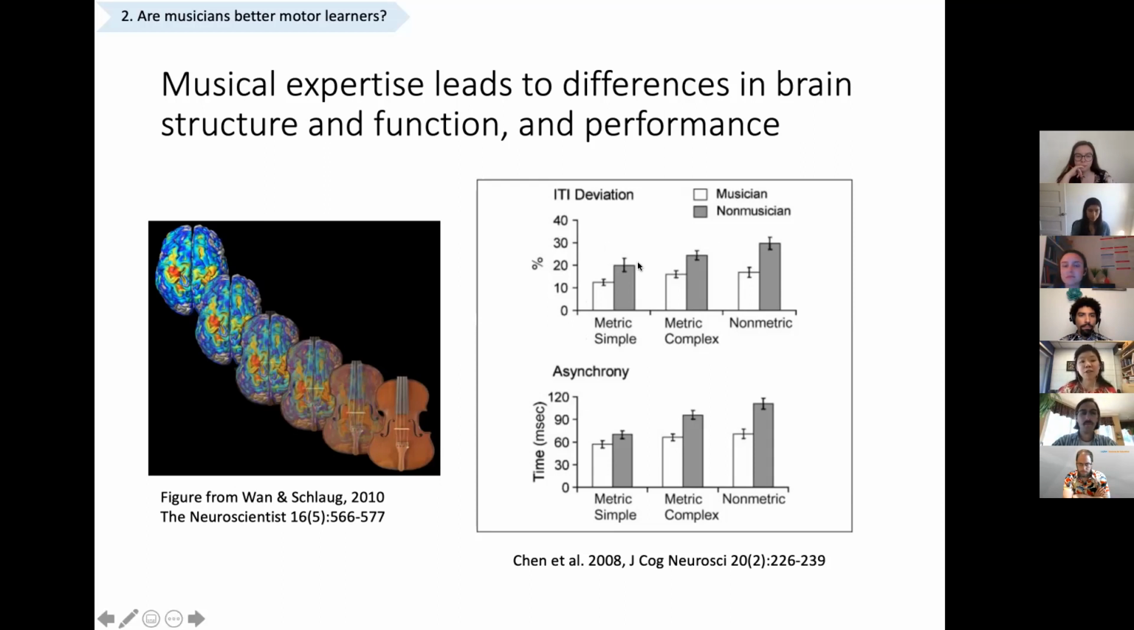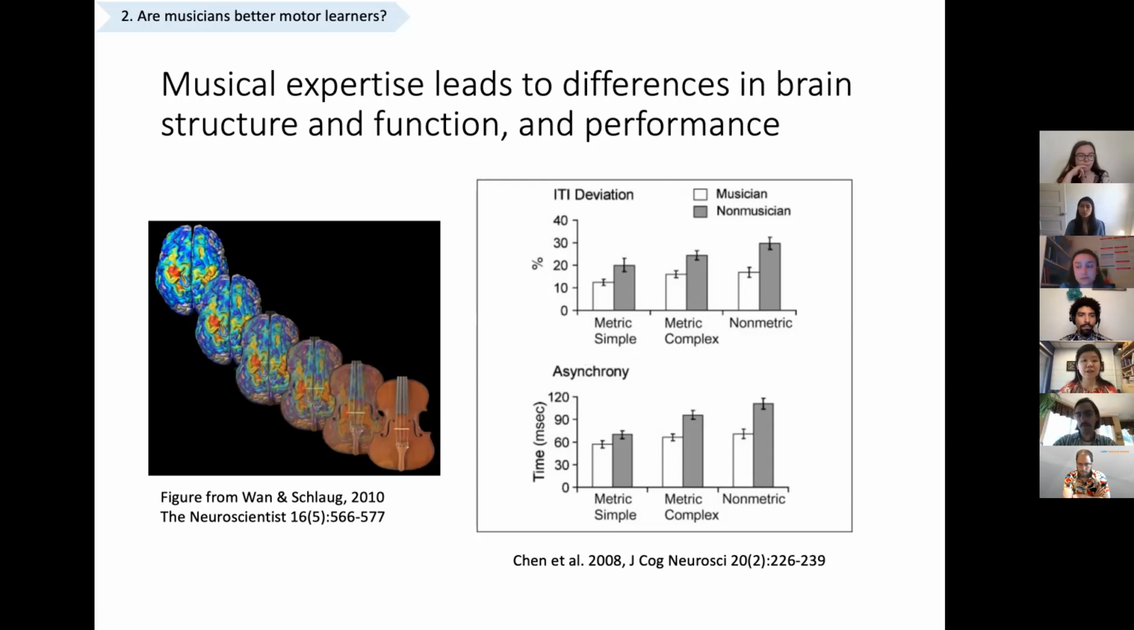And the dependent measures that we looked at were the intertap interval deviation, so how accurate participants were in matching the period of their tapping with the stimulus, as well as asynchrony. So how well were they actually able to synchronize, to time the taps of their fingers with the sounds that they were hearing. And as you can see, there are two main effects.